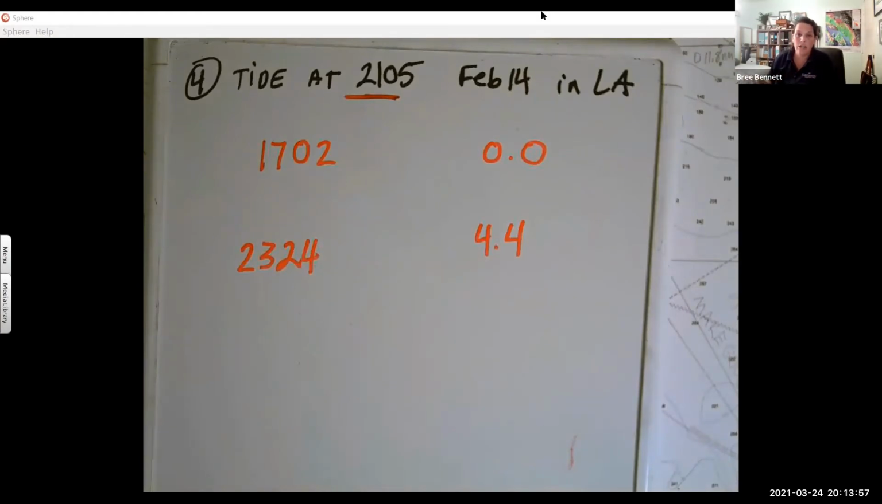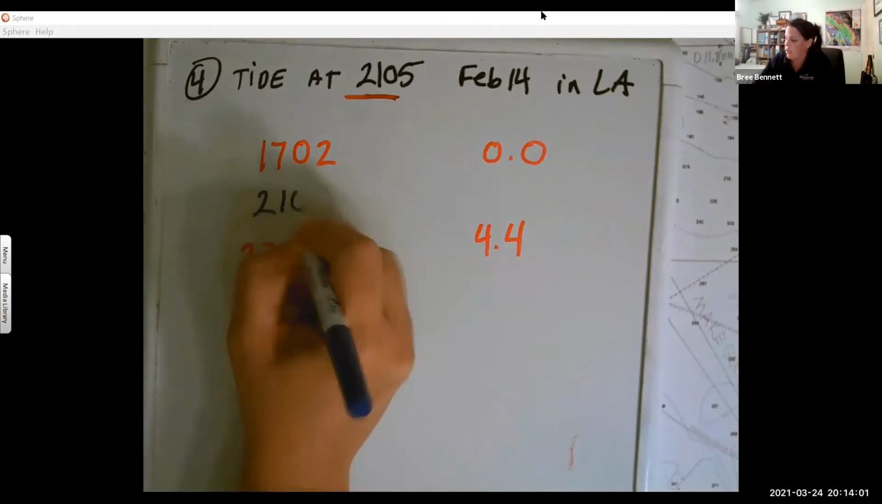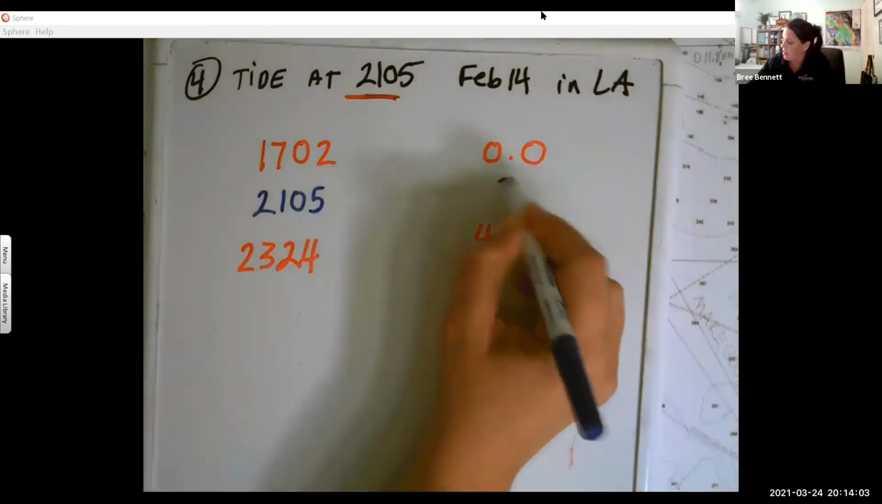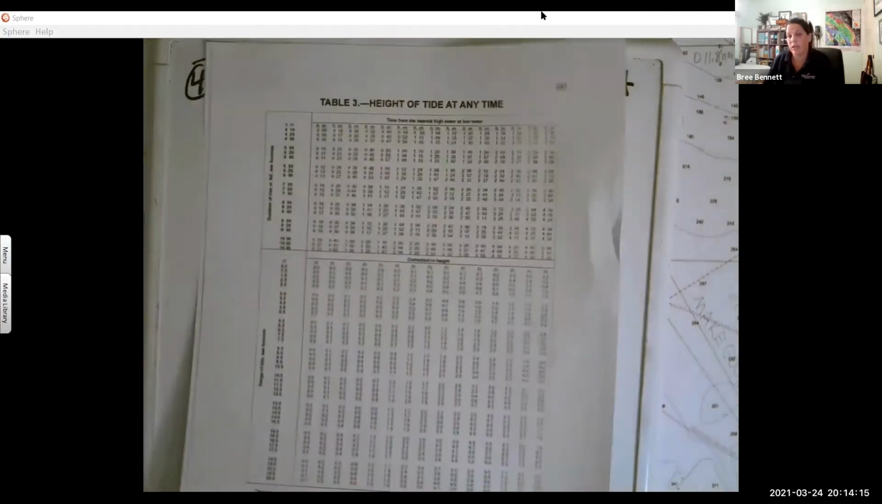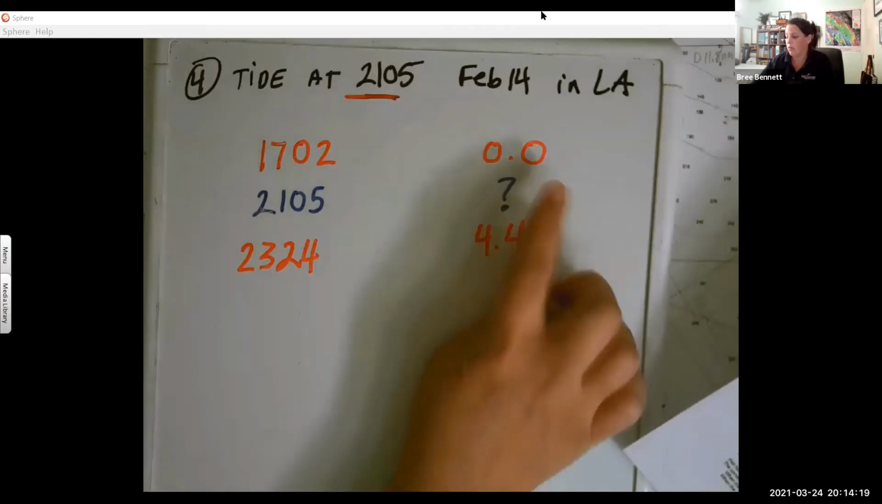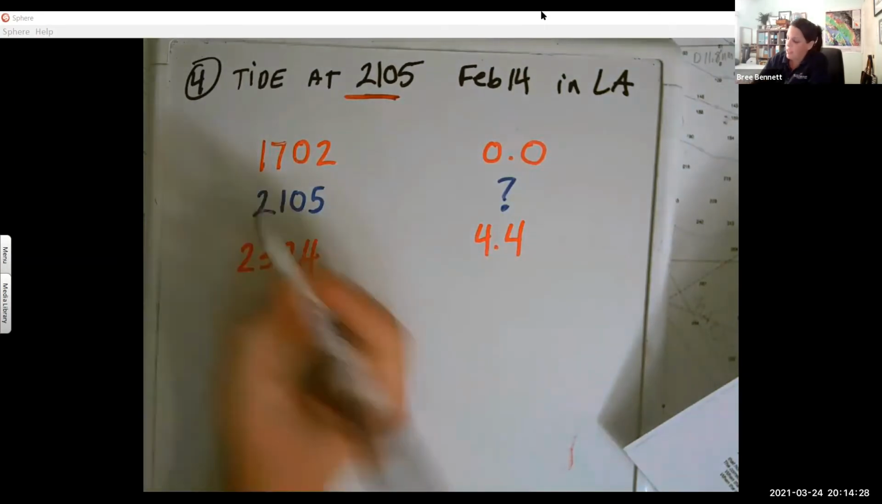So we want to know what's going on at 21:05. This is my question. So we can't do our linear interpolation. So we're going to use our table 3, height at any time, to figure out what the height is at any time. So we need to figure out 4 things, essentially.